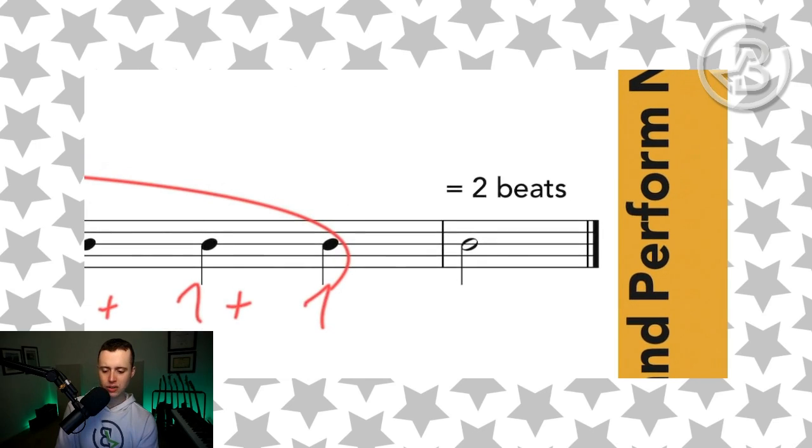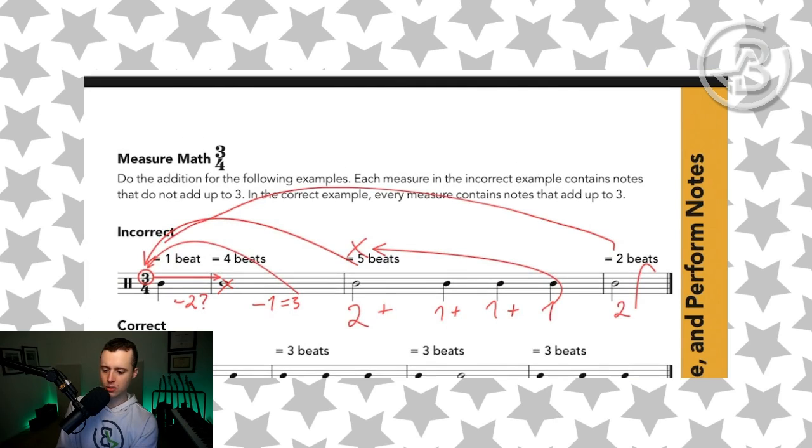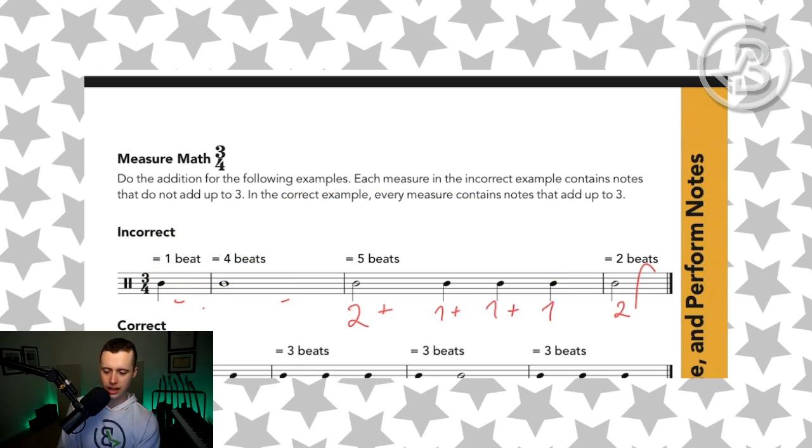And in the last measure, we just have 1 half note. A half note equals 2 beats. Well, that's no good either because each measure needs to equal how many? 3 to agree with the time signature. Okay, now let's look at some correct examples.